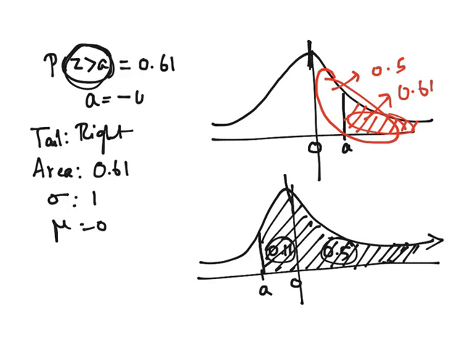So minus 0.279. Okay. So this is how you find the value of A. Let us look at another problem. Let's say P of Z more than A is 0.256. Just one example, 0.256.